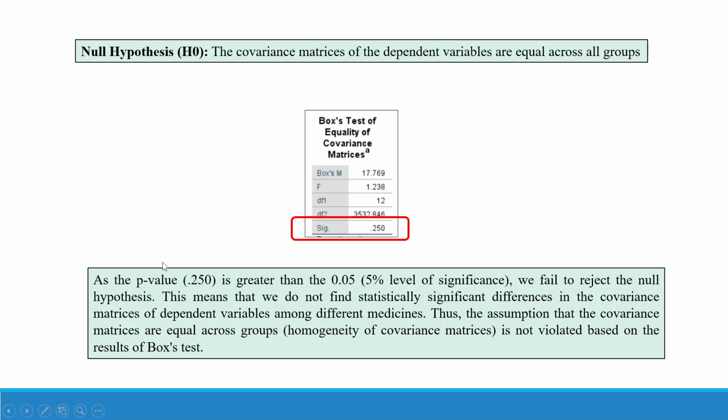See the p-value. As the p-value is greater than 0.05, we fail to reject null hypothesis. This means that we do not find statistically significant difference in the covariance matrices of the dependent variables among different medicines. This is good. This is desirable. So in case of Box's M statistics, the p-value should be more than 0.05 so that we can say that we are having the homogeneity of covariance matrices. Thus, the assumption that the covariance matrices are equal across groups is not violated based on the results of Box's M test. Now let's proceed further.